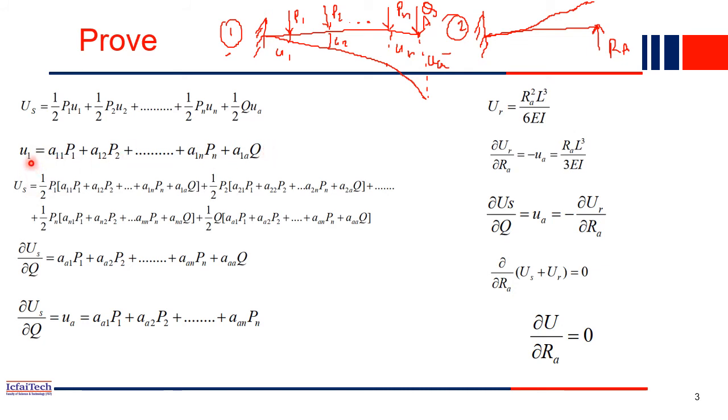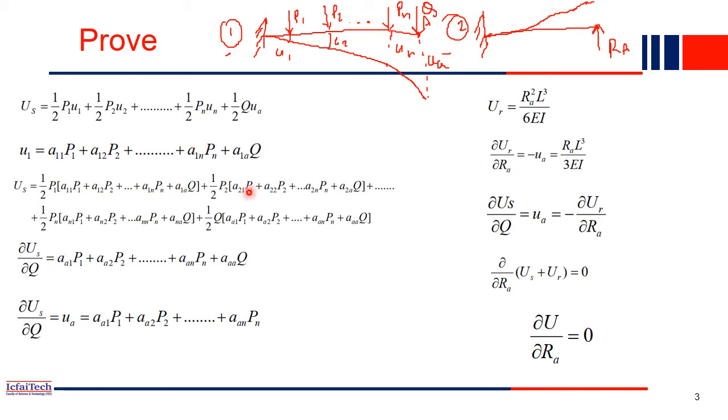So now you substitute the values of U1, U2, U3 in the original US equation. This is our original US equation, half into P1 into U1. So U1's value, this is the entire part of U1, we replaced it here. Similarly, half into P2 into U2, this entire part is U2. Like that, all the values we substitute in our US equation.